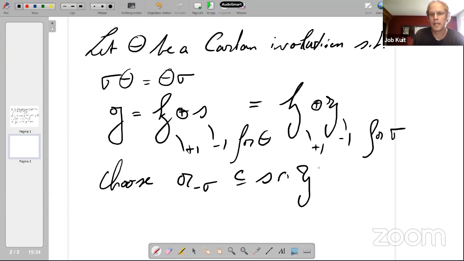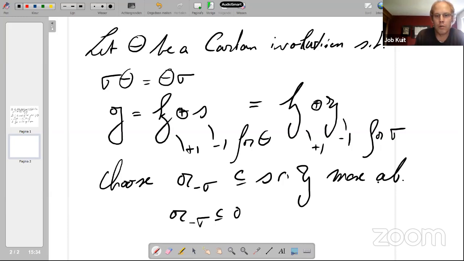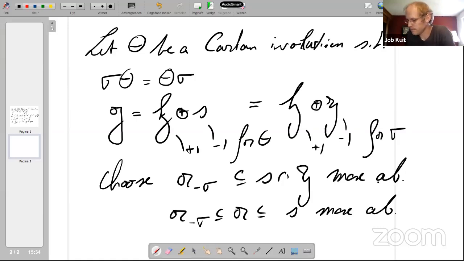Maximal abelian, and then I can extend to a maximal abelian one, which I call a, in s. If you do it in this way, then the a is automatically stable under sigma and stable under theta, and the minus one eigenspace for sigma in this a is as big as it gets.